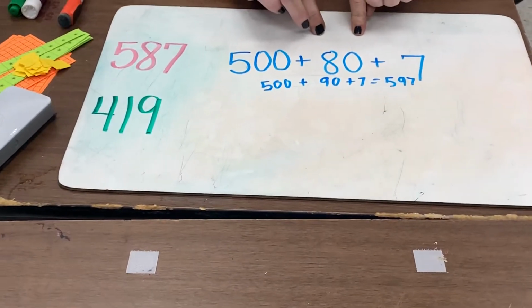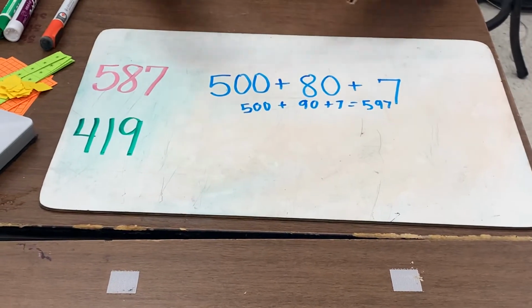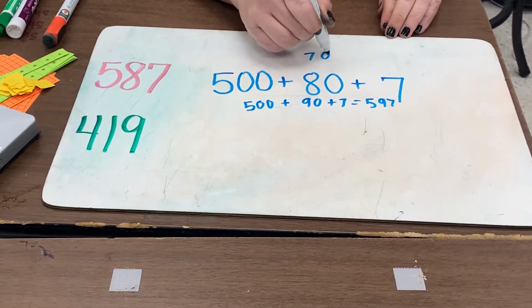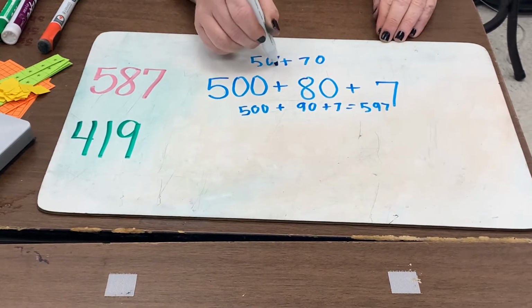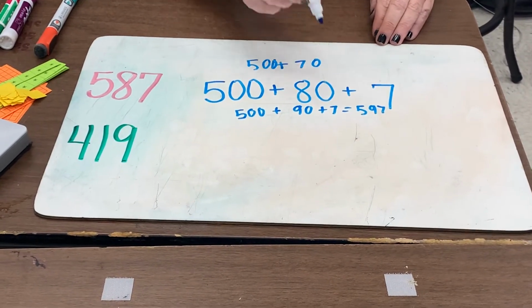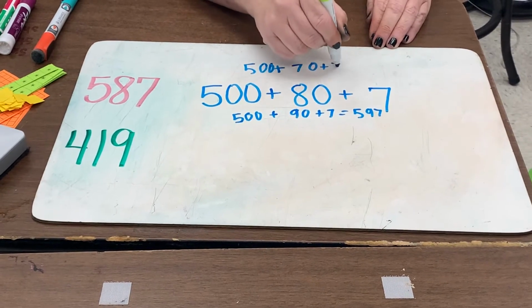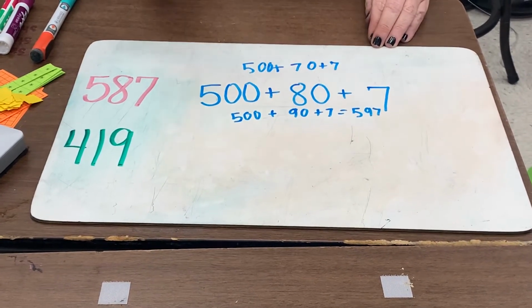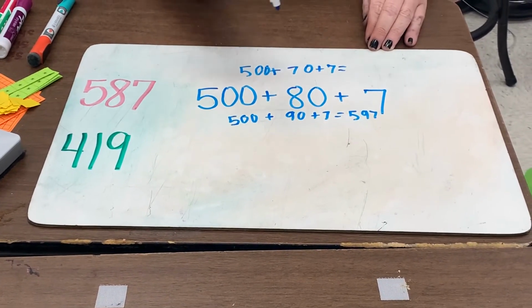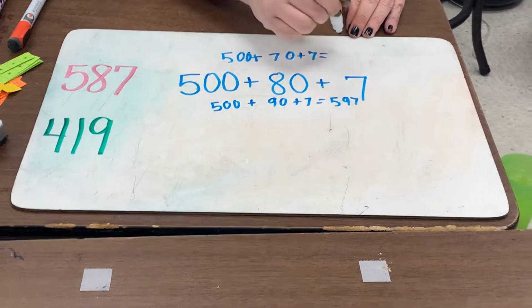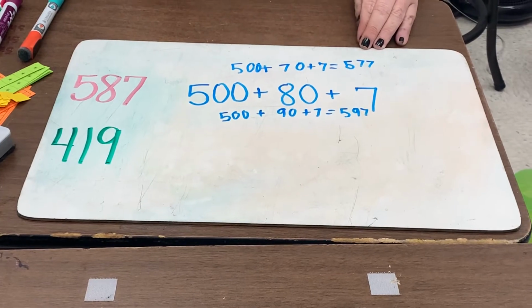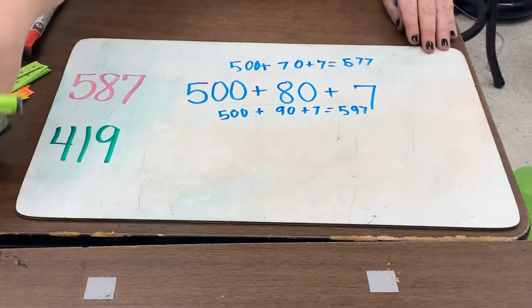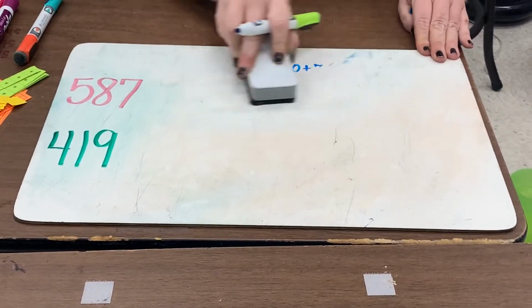Or if she had said 10 less, okay, what 10 comes before 80? 10, 20, 30, 40, 50, 60, 70, 80. Oh, it was 70. But my 500 stays the same. 10 less is 70. And my ones place, the 7, would stay the same. 500 plus 70 plus 7 would be 577.